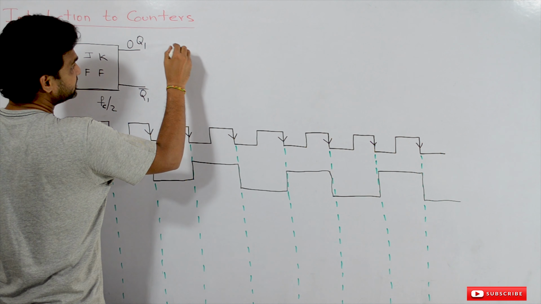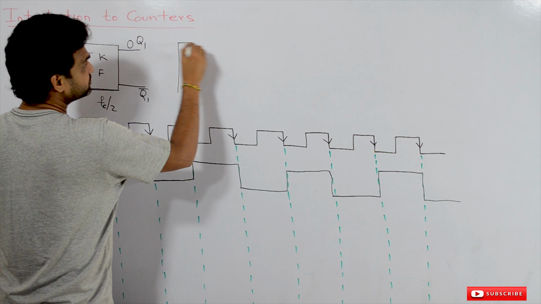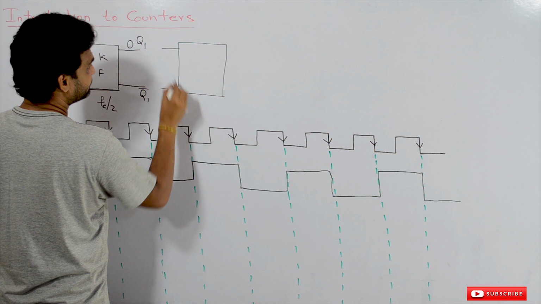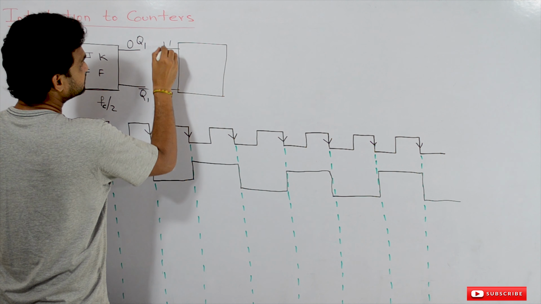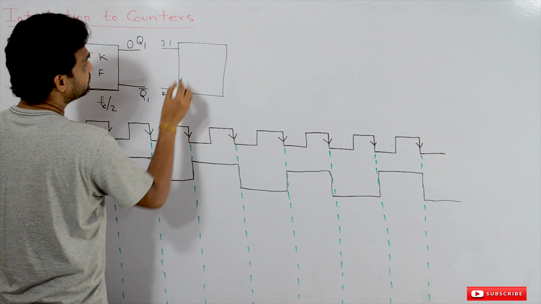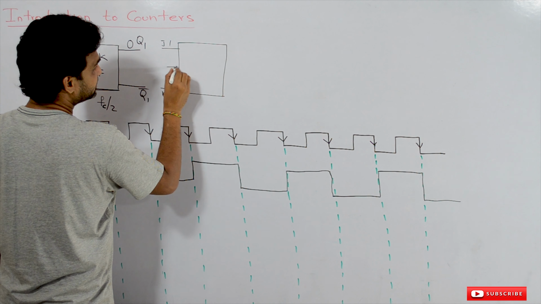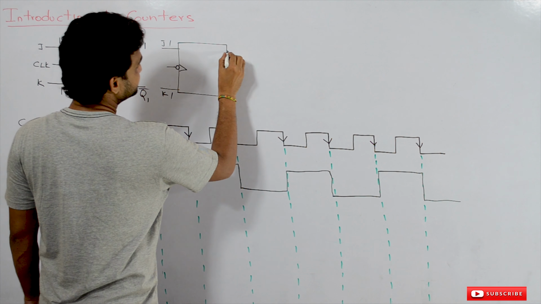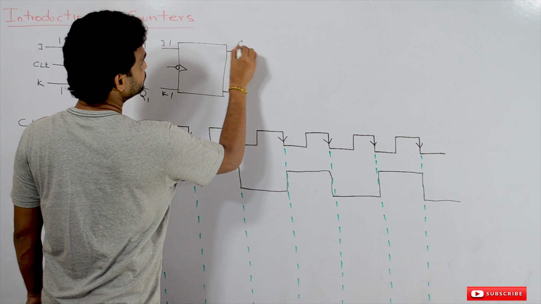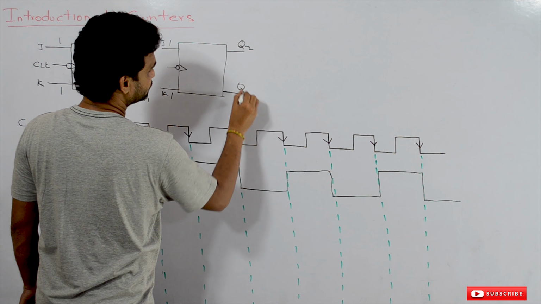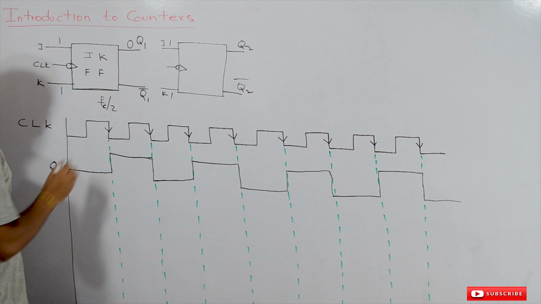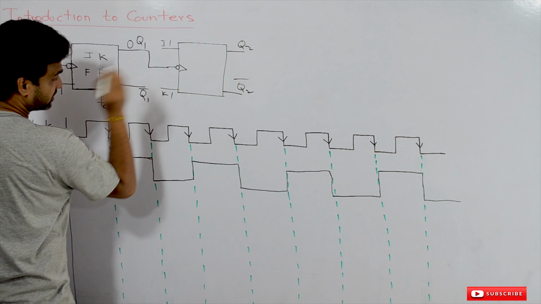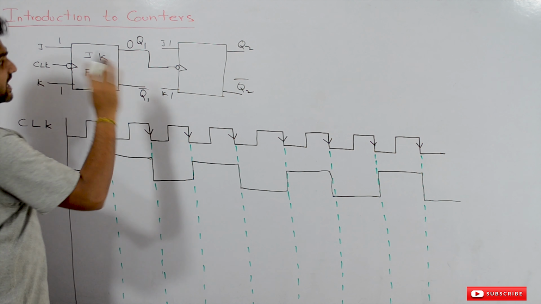Now what we will do is connect this output to another JK flip-flop with inputs 1 and 1, and the clock here is also a negative edge triggered clock. This is Q2, let's take it as Q2 and Q2 bar. Now this output will get connected to this clock. Let's check what happens with this.